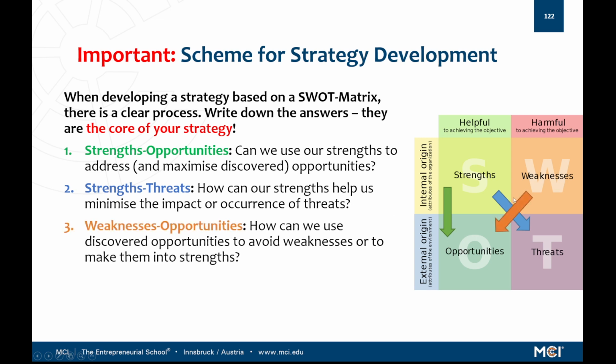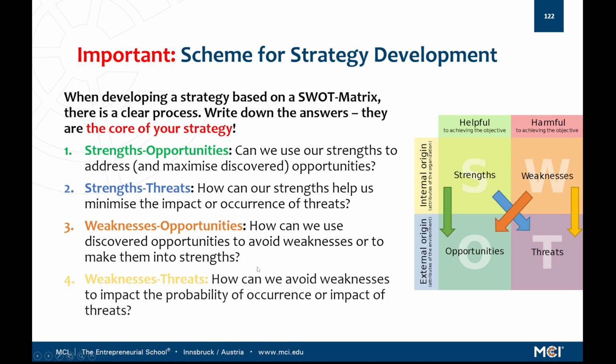Then we have the relationship between weaknesses and opportunities. How can we use discovered opportunities to avoid weaknesses or to make them into strength? There are many ways how you can do it, and again, it will work only if you prioritize them and you know your main weaknesses, really main, not any. We have plenty of weaknesses, all of us, personally and within the firms. But focus on those that are the key weaknesses and focus on the highest profit-related opportunities.